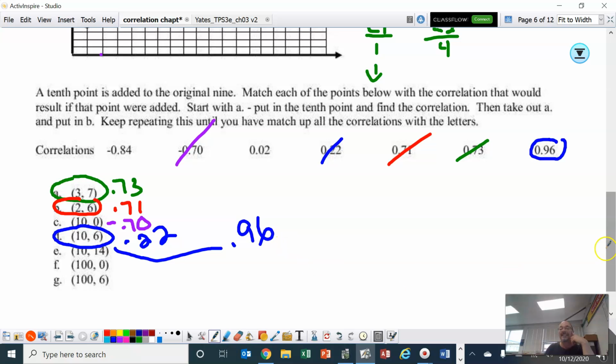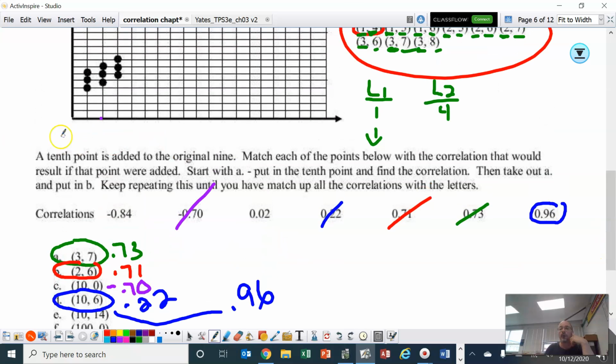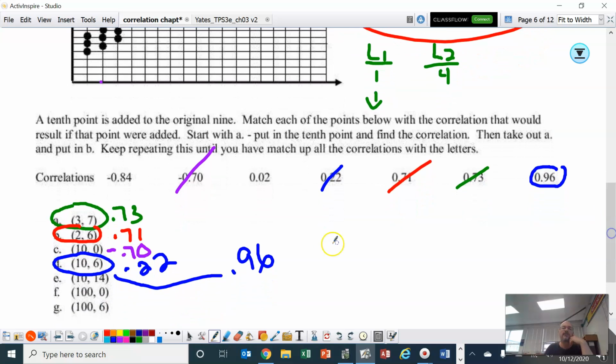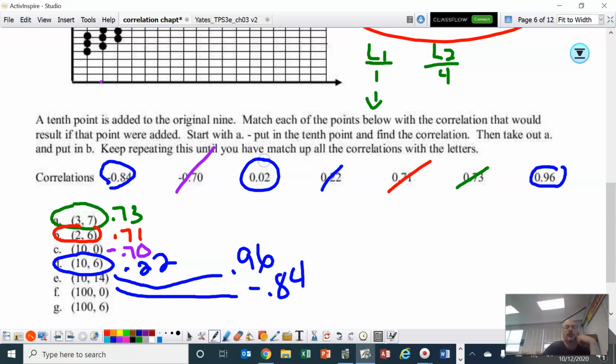Okay, the 100 over 100 up 0. Think about this, folks. 10-0 was negative 0.70. So 100 0's got to be this one. This is how you kind of understand and get to know correlation, so you can make these judgment calls without necessarily having to put everything in the calculator. And then the 106 over 100 up 6, that should be that one.